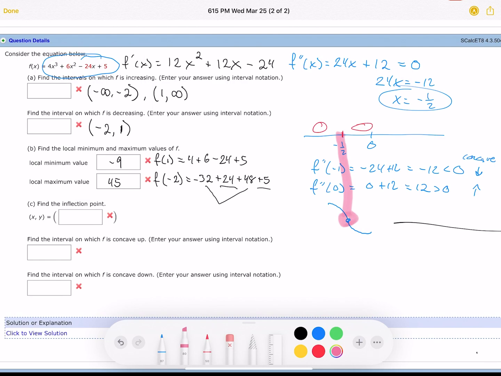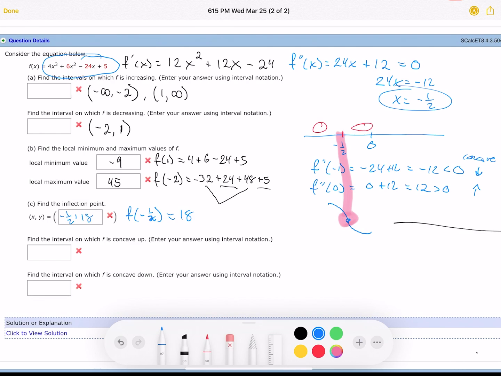Find the inflection point. We know that the x-coordinate of the inflection point is negative 1/2. Oops, that is the wrong writing utensil. Let's stay in blue. Negative 1/2. And the y-coordinate there we have to find by taking negative 1/2 and plugging it into our function. So we need f of negative 1/2. I'm going to go off to the side and do those calculations and just tell you that f of negative 1/2 equals 18. So our y-coordinate there is 18. That is our inflection point.